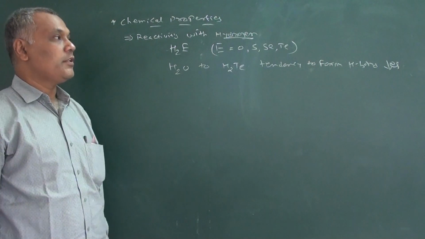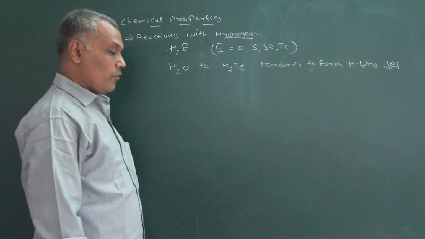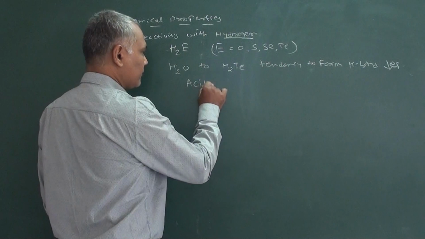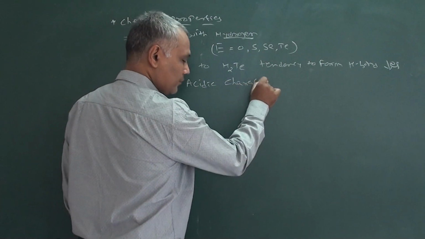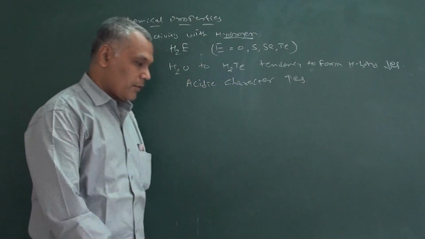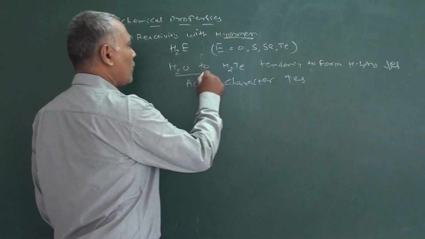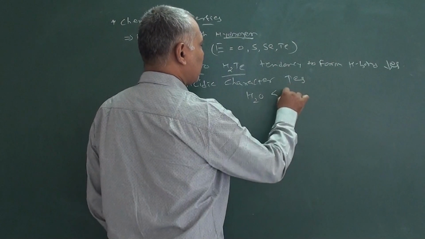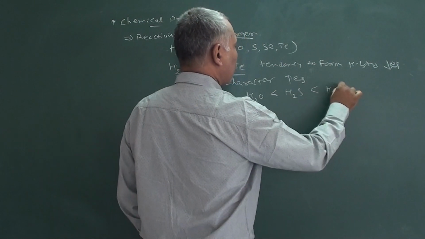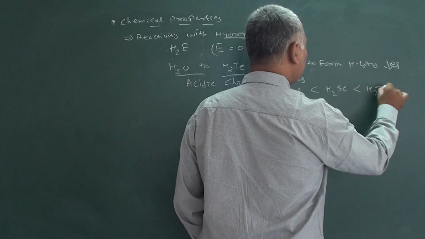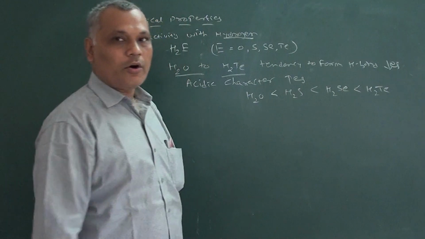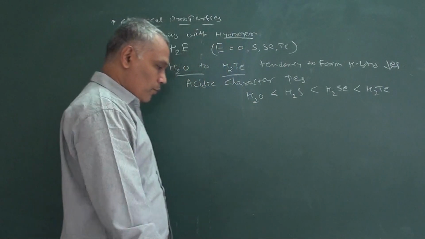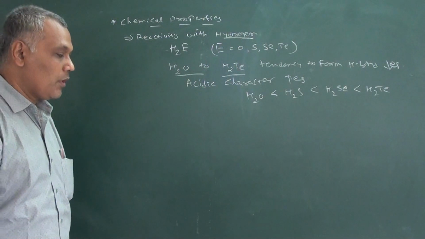Because of the decrease in the tendency to form the hydrogen bond, what will happen? The acidic character of these compounds is going to increase from H2O to H2Te. That means the order we get is: H2O is less acidic, then H2S, H2Se, H2Te. Acidic character increases from top to bottom because of the absence of hydrogen bonding.